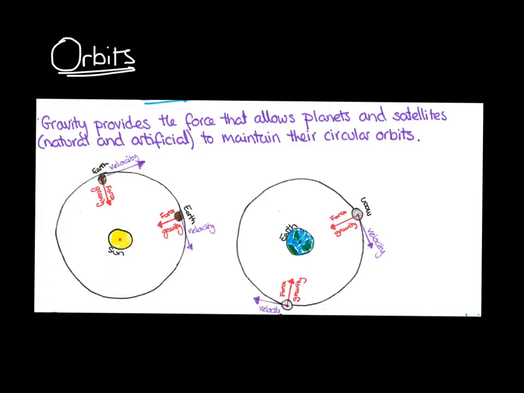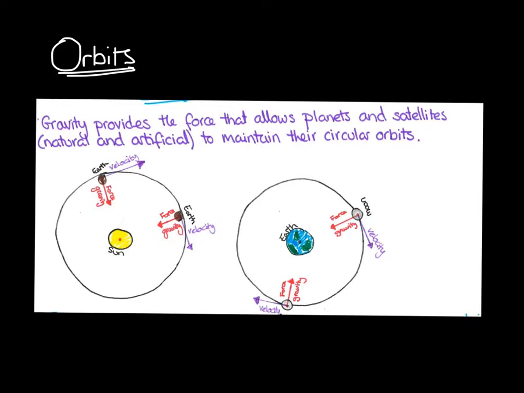So now we're going to talk a little bit more about why things orbit each other. Why do moons orbit planets, why do planets orbit stars, and why do stars orbit the centre of galaxies if they're spinning and spiralling like in the Milky Way? The simple answer is that gravity provides a force that allows planets and satellites, whether natural or artificial, to maintain their circular orbits. So let's break that statement down a little bit more.